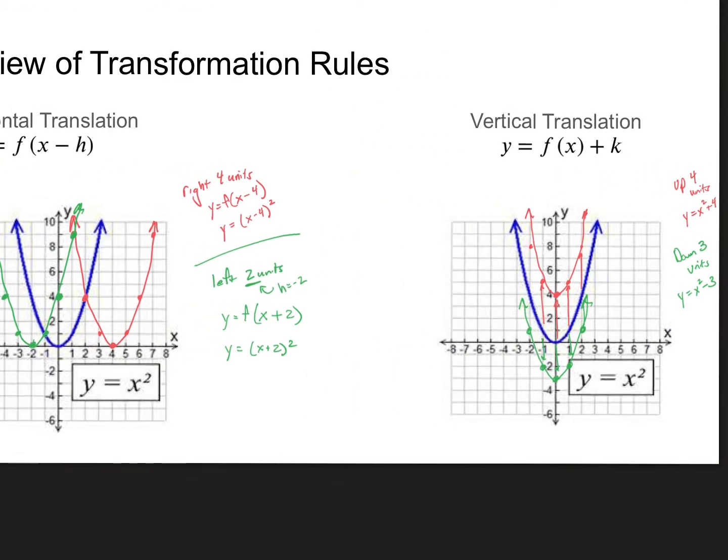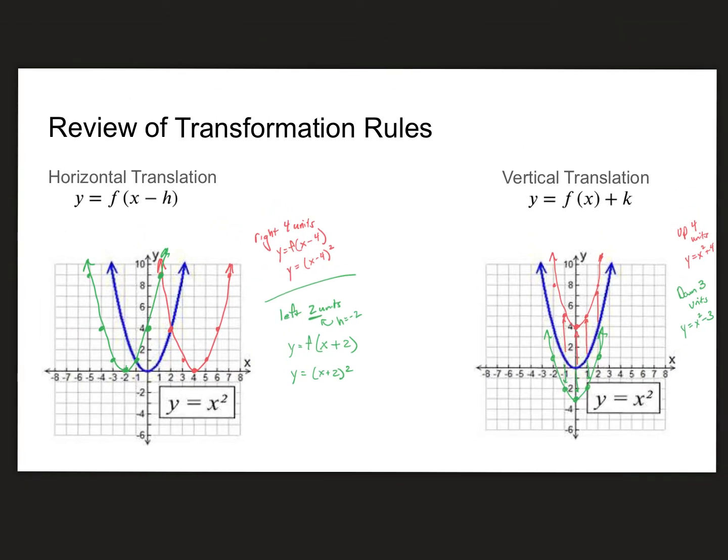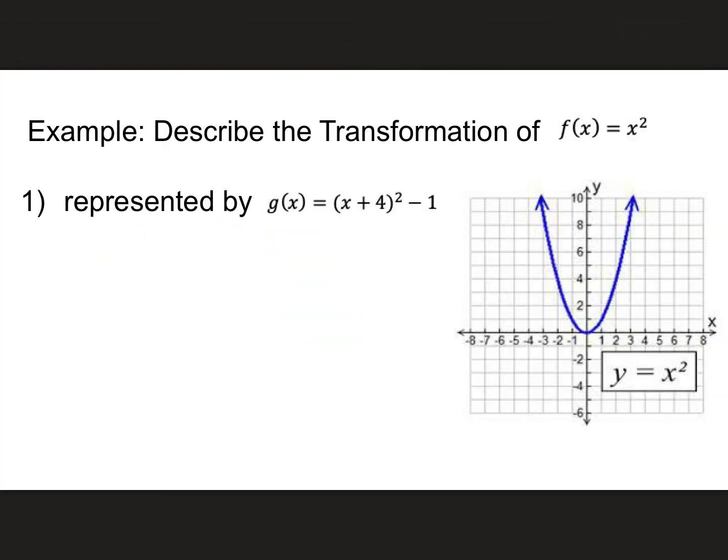So vertical and horizontal transformations, just like we learned with absolute value graphs. So let's go through an example problem. I have my equation here: x plus 4, that quantity squared, minus 1. Instead of me giving you a list of transformations, I'm going to give you this equation, and it's up to you to figure out what those transformations are.